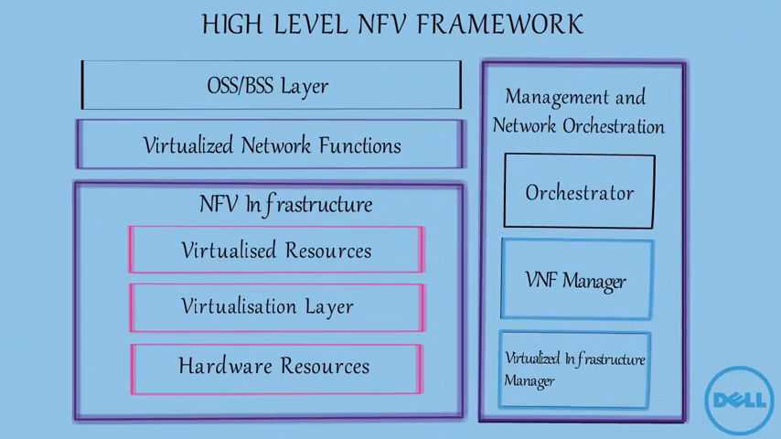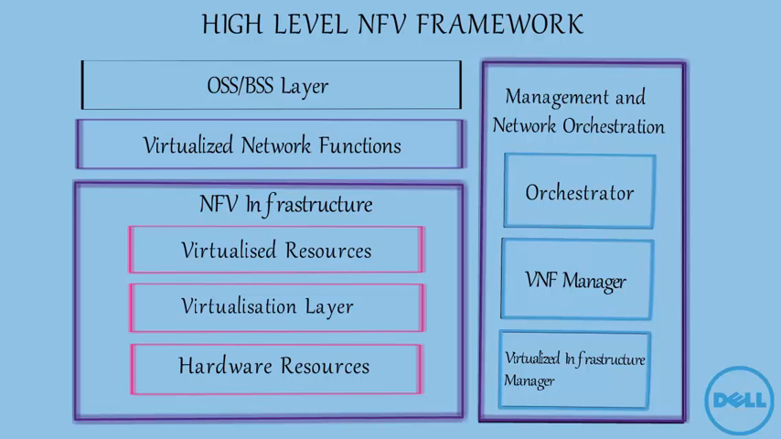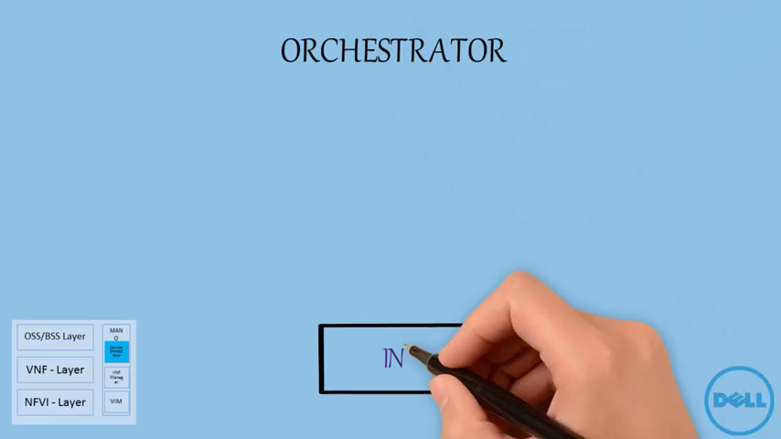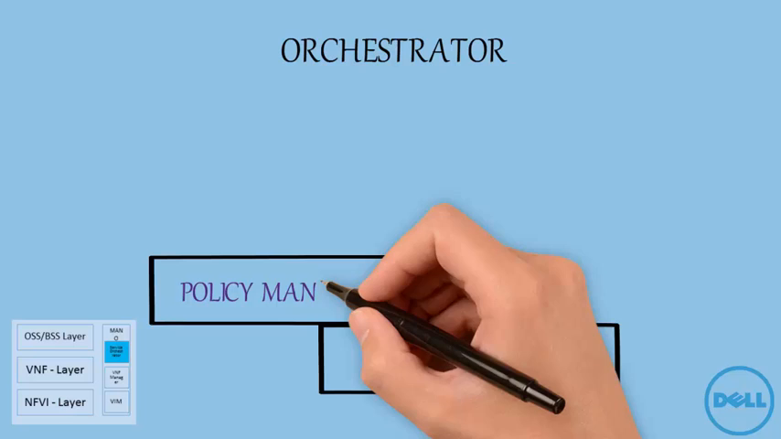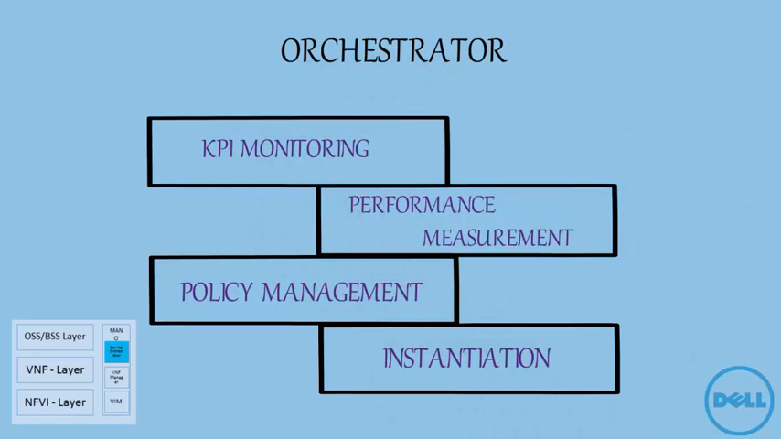The third part of the NFV MANO is known as the orchestrator. The orchestrator manages the life cycle of network services, which includes instantiation, policy management, performance measurement, and KPI monitoring.